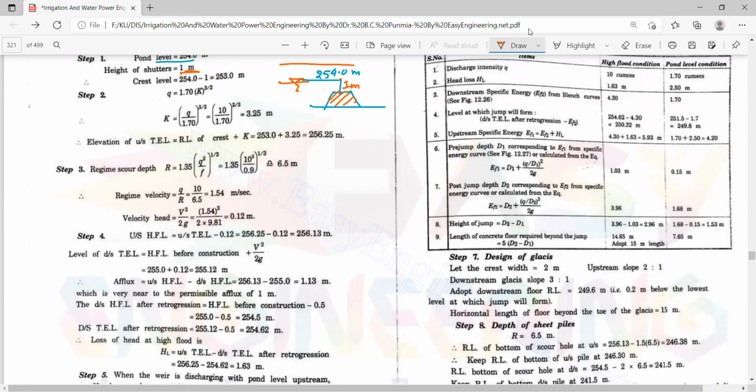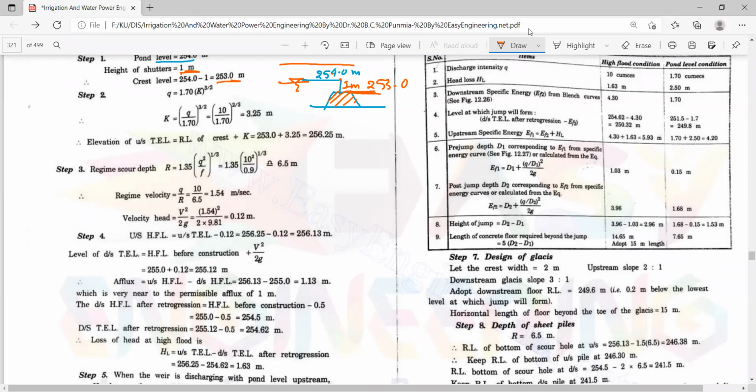So next, crest level of the weir. So I want to calculate the crest level of the weir. So crest level of the weir will be 254.0 minus 1, that is 253. So this is the crest level of the weir. The crest level of the weir is 253.0 meters.